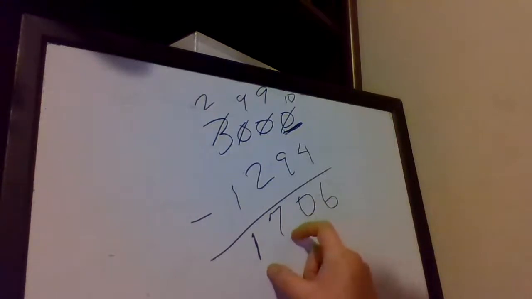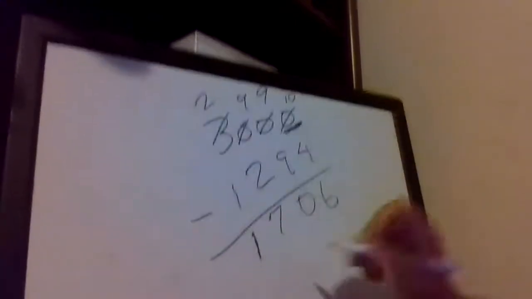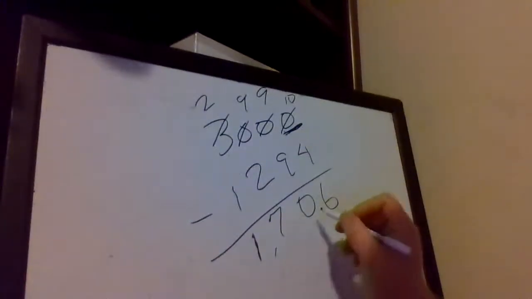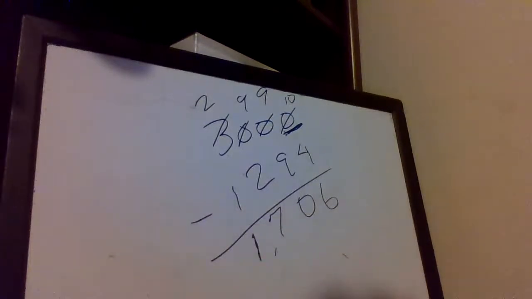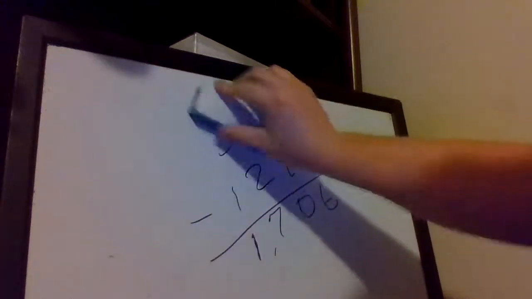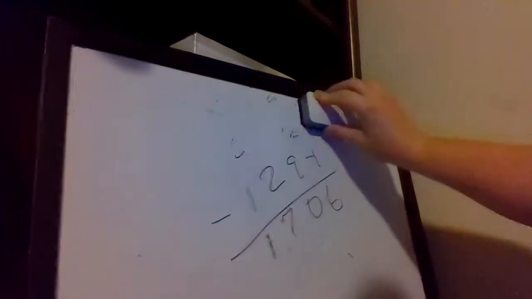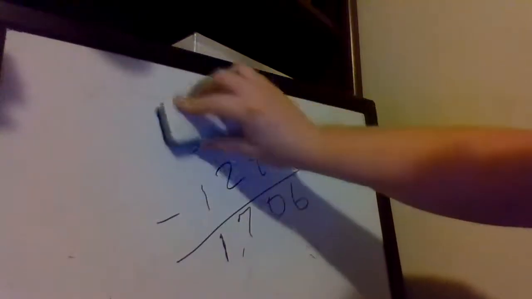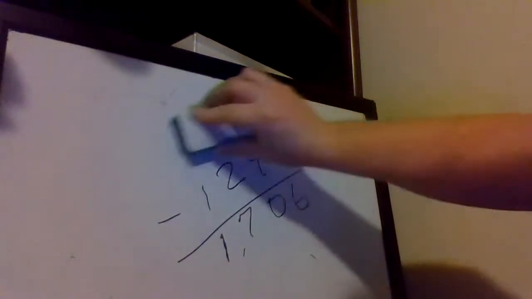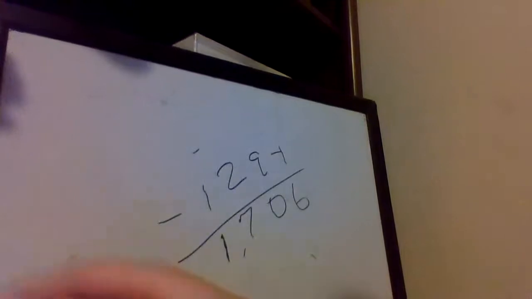Because technically this would be 1700, correct? But you can also say it's 1,706. And that's a little bit more correct. So, but now we're going to redo this problem. We're going to do the same problem. I'm just going to show you the steps in a step-by-step method.